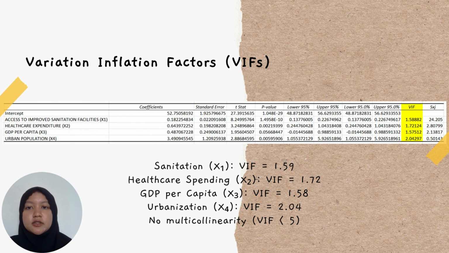The variance inflation factor (VIF) analysis confirmed that the model does not suffer from multicollinearity, as all values are below the threshold of 5. The highest VIF is for urbanization at 2.04, which is well within acceptable bounds. This ensures that the independent variables contribute unique information to the model without excessive overlap.